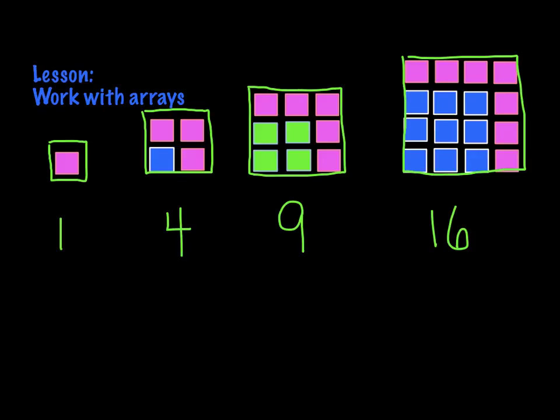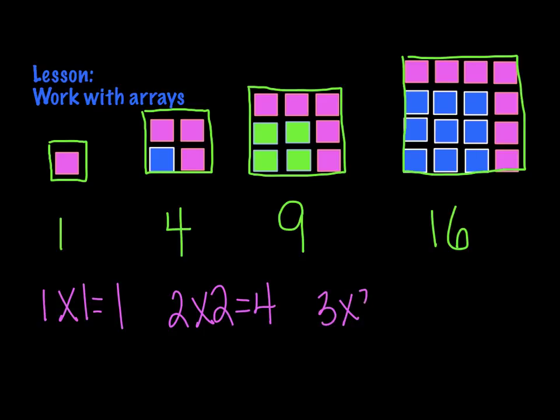So if we look at that using multiplication, our first one would be 1 times 1 equals 1. Our second one would have been 2 times 2 equals 4. Our third one would have been 3 times 3 equals 9. And our fourth one would have been 4 times 4 equals 16.